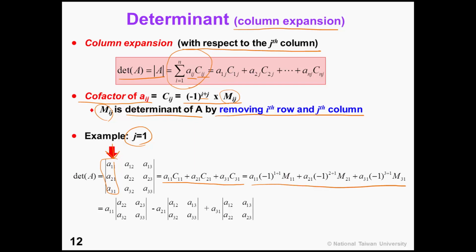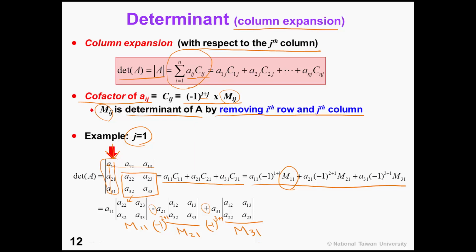In this formula, M11 is the determinant of a smaller matrix obtained by removing the first row and the first column. So this is M11. And the second term is M21. Please notice that we have a minus 1 here because minus 1 to the power of 2 plus 1 is equal to minus 1. And the third term is M31. Here we have a plus because minus 1 to the power of 3 plus 1 is equal to positive 1.